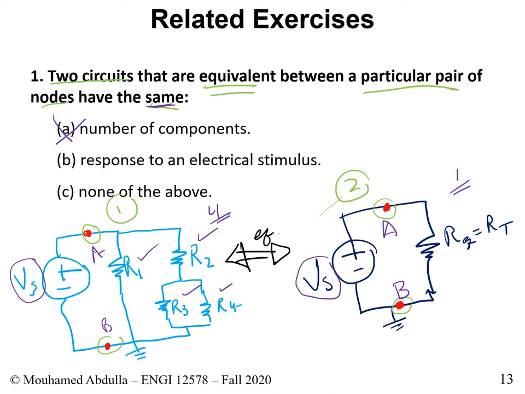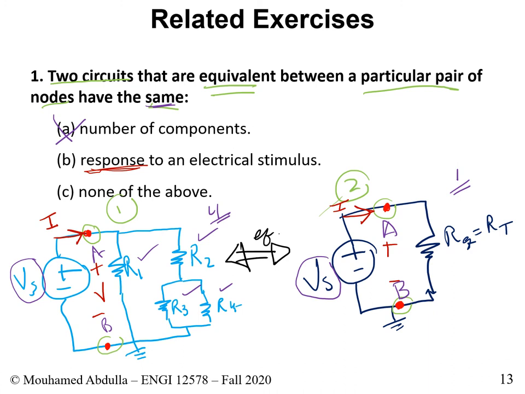And if we maybe figure out what do we mean by response? Response are the three things that we discussed before. So basically the current that flows here, and the current that flows here, are they the same? Clearly they're the same because they leave the same source, and the source is the same value, they're equivalent, so they are the same. The voltage that you have here between node A and B, and the voltage that you have here between node A and B, are they the same?